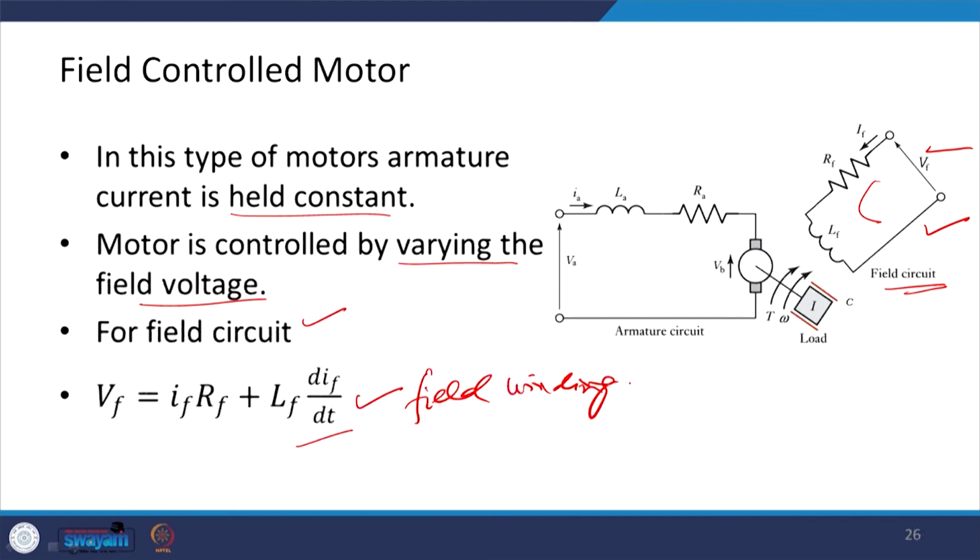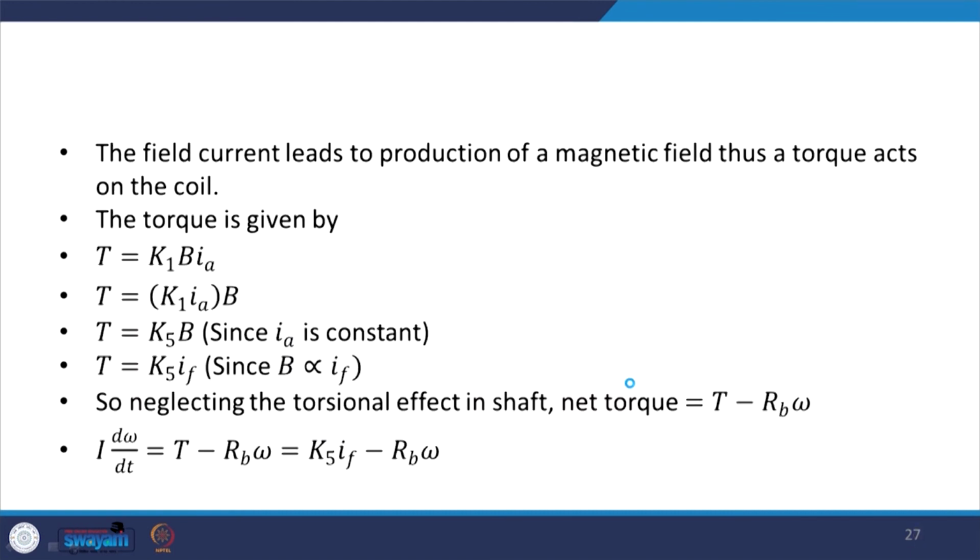Okay. So, the field current leads to the production of a magnetic field, thus a torque acts on the coil basically. And this torque is given by K1 B Ia. Now, here as I said, K1 Ia I am keeping constant, the armature current I am not changing. So, together I can take this as a constant. So, this is K5 into B, Ia is a constant. So, T is K5 into If, since B is proportional to the field current If.